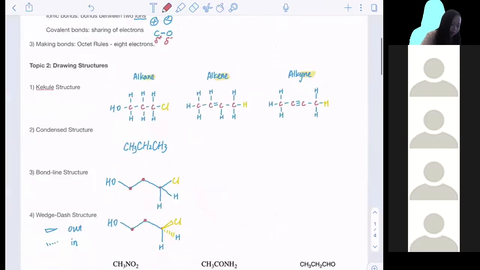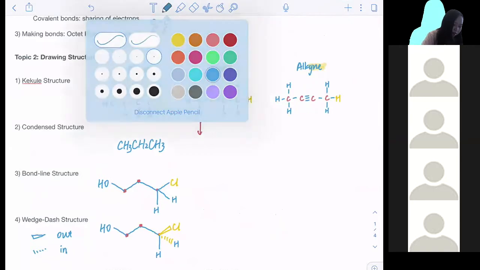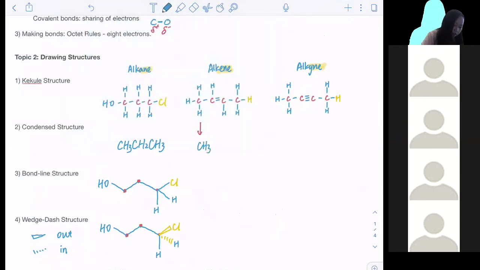Alkene, the condensed structure for this. Let's just count. This one, I'll go to blue. This one is CH3, and there's only 1 hydrogen, so it's CH. You don't have to write CH1. It's just CH, CH, CH3, right? Alkyne, the same thing, but it's going to be CH3, carbon, carbon, CH3.